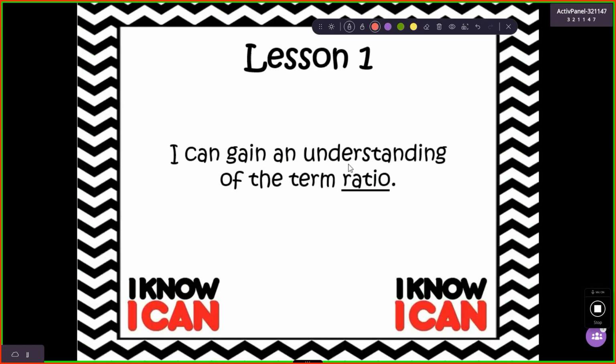Class. Yes. All right, today we're working on lesson 1 and also lesson 2. We'll get there in just a little bit. We are going to be gaining an understanding of the term ratio. So say this with me. I can gain an understanding of the term ratio.